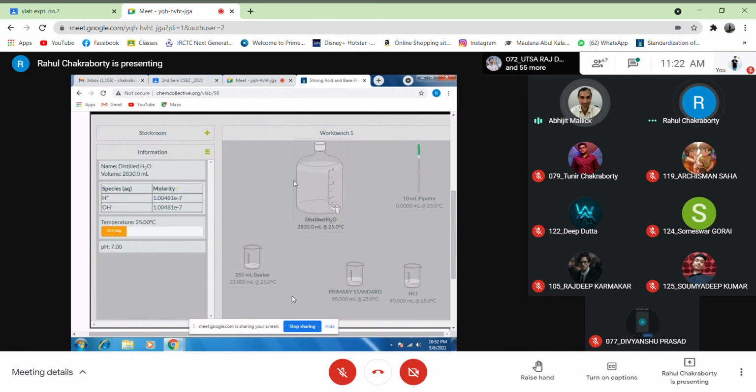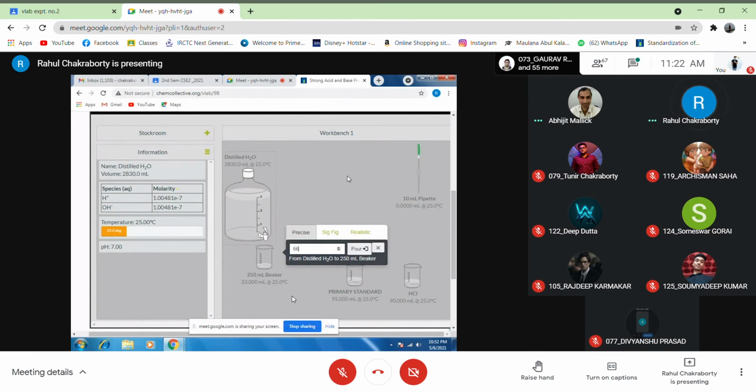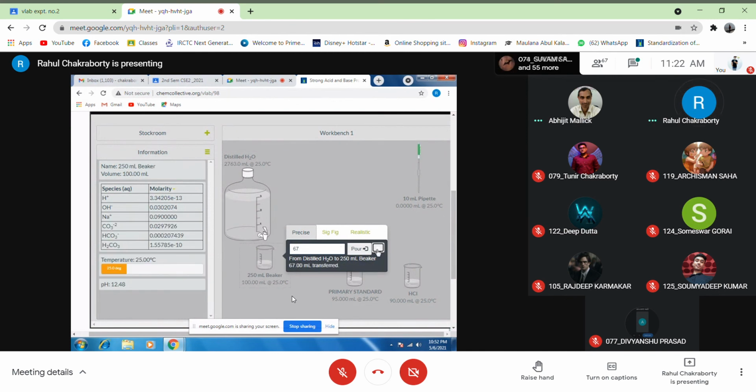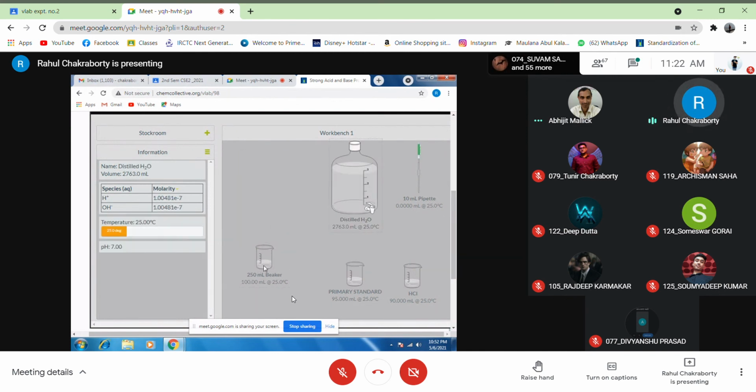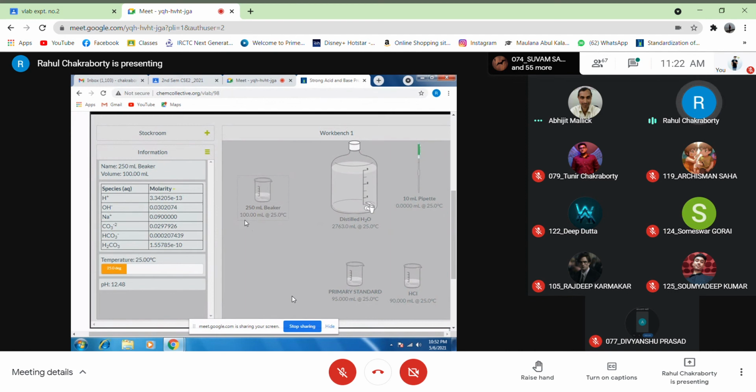Now the total volume is 100. Select distilled water and pour 67 ml into this. So now the total volume of this solution is 100 ml. This is the alkaline water. Now rename it. Okay, so in this way, 3 solutions are prepared.